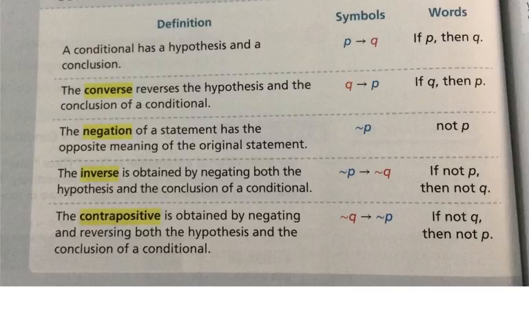Negation. What do you think of when you see that? Negative. Negations add a not in the statement. It's where we change the original to give it the opposite meaning. So if I said not P, and this is how we say not in math, it's a little tilde. Right, see the squiggly line? That means not P. So an inverse is obtained by negating both the hypothesis and the conclusion. So it's not P, then not Q.